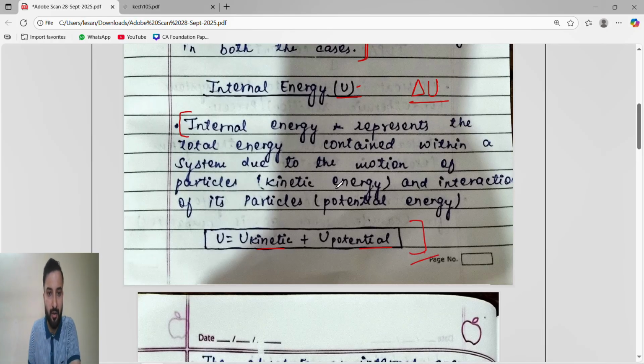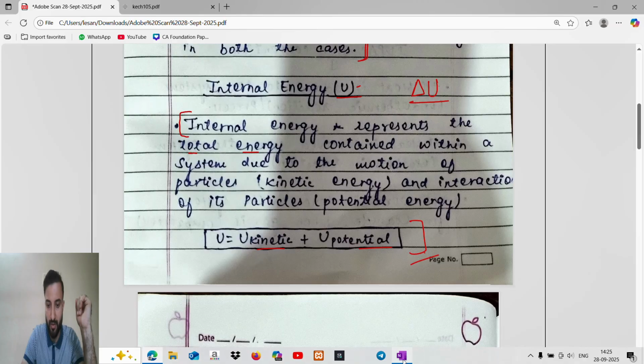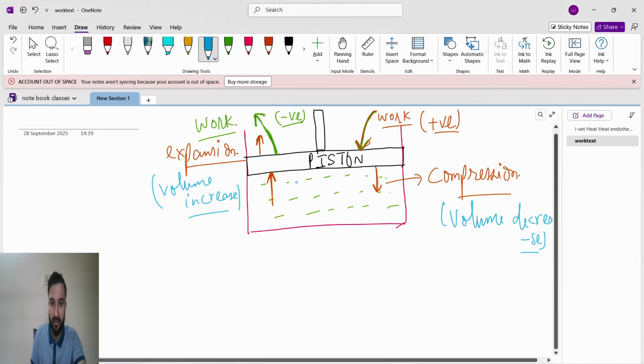So first understand, internal energy represents the total energy contained within a system due to motion of the particles. See, within a system. Suppose this is a system. So the total energy contained within a system is due to the motion of particles, because gas particles will be inside the system. You can see here, gas particles will be inside the system, right?